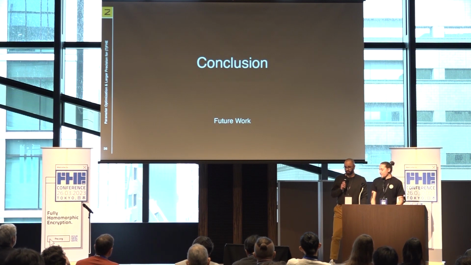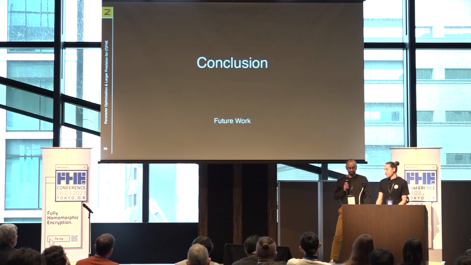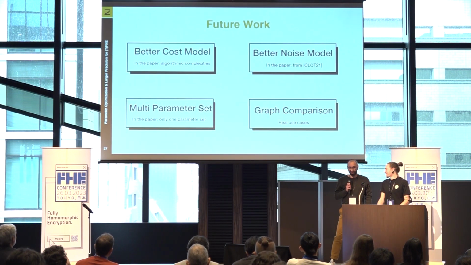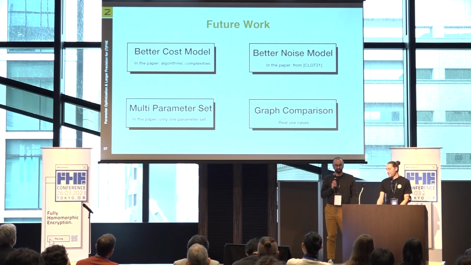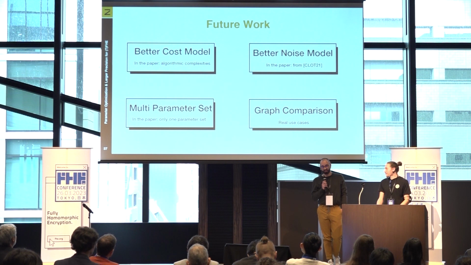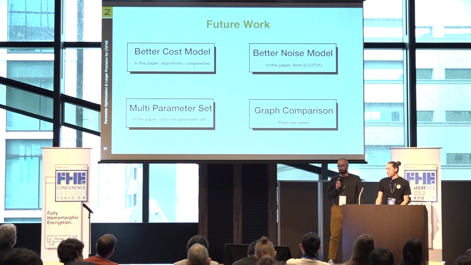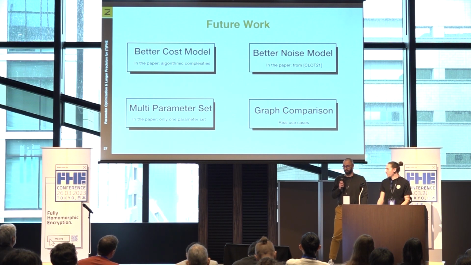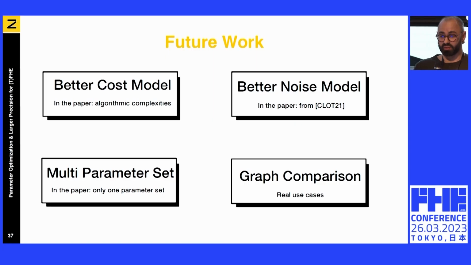So as future work, what we want is to improve our cost model. Indeed, in the experiments that we made, we used algorithmic complexities, so it could be nice to have something that is more accurate. We would like to have also a better noise model, sorry, because when you have a tighter noise model, you end up with better parameters.